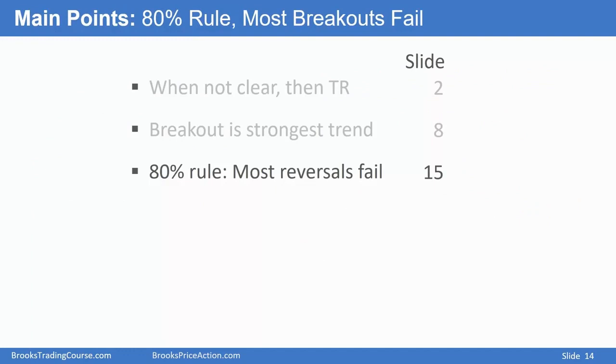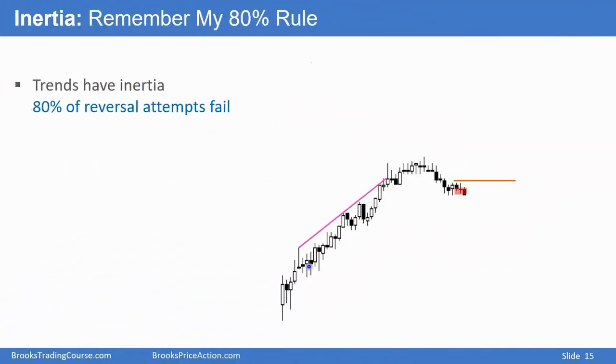80% rule. If the market's in a strong bull trend, it's always going to be forming tops, usually wedge tops. But 80% of the tops will fail. Here we have different ways to draw a wedge top. Talked about that a few minutes ago.